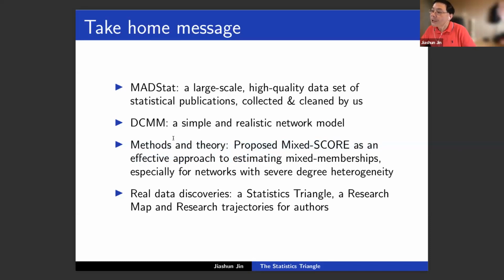In terms of method and theory, we have the SCORE normalization, and we have proved the matching upper bound and lower bound. For the real data, we have discovered the statistical triangle. We have built a research map, and we can compute the research trajectory for authors. As long as you are one of the 2,830 authors in the cited works, we can plot your research trajectory.